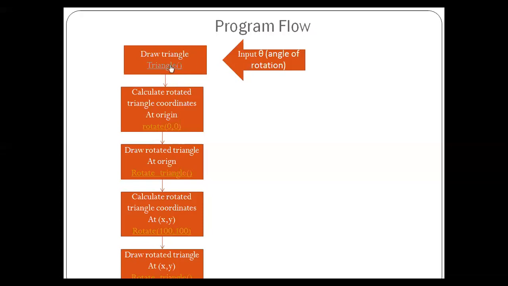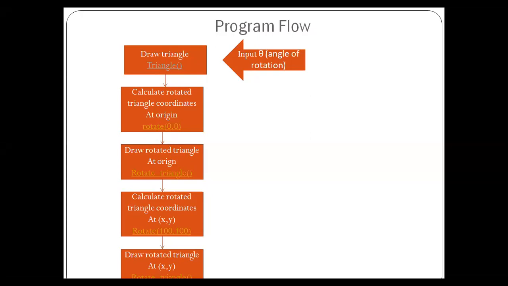So this is the program flow. First I will draw the normal triangle. The input to my program is theta, the angle of rotation that I want to rotate. Next, for each vertex of the normal triangle, I will calculate the rotated vertex. As I get the rotated coordinates of the vertex, I will draw that rotated triangle from the origin.